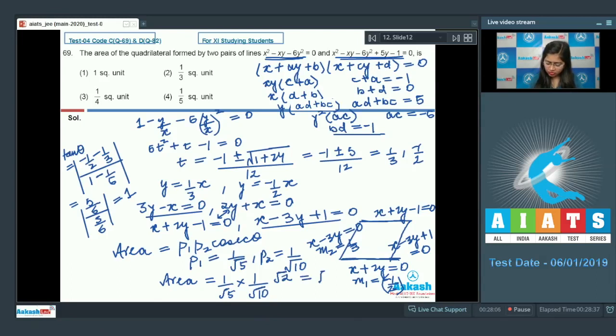So this is equal to under root 2 upon under root of 50, that is 25 into 2, that is we can take 5 common, so this will be equal to 1 upon 5 square units. So the correct answer will be option number 4.